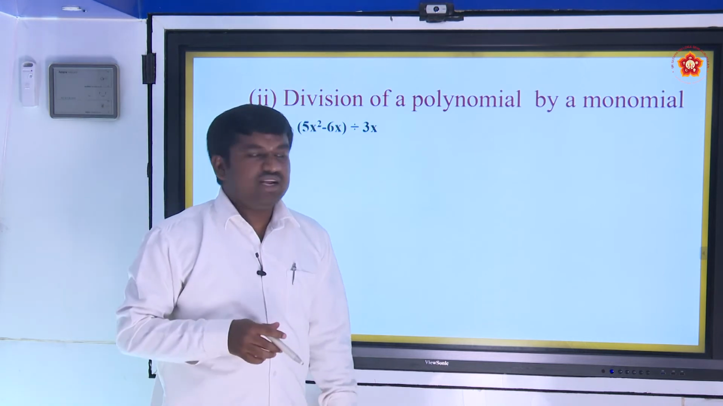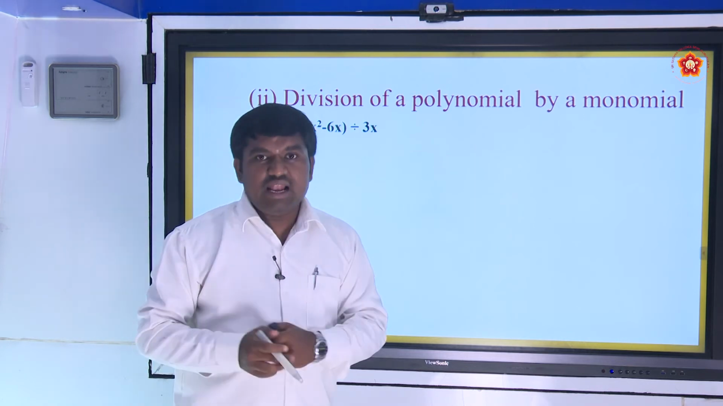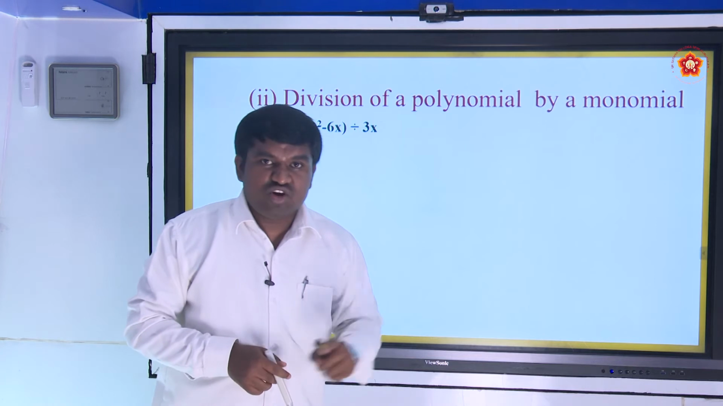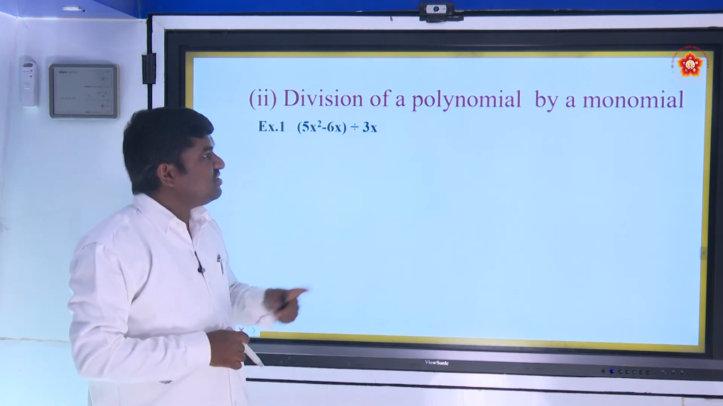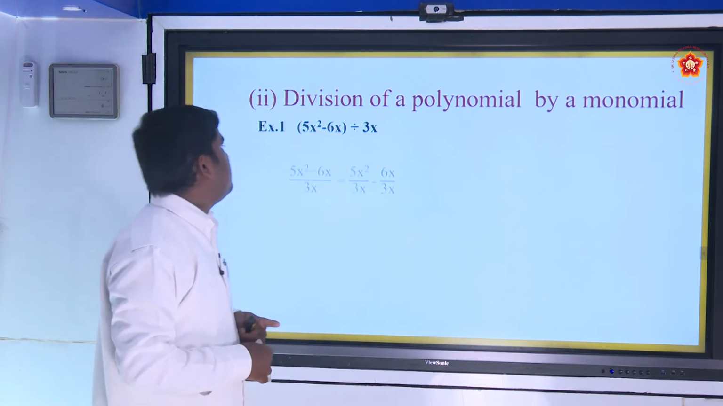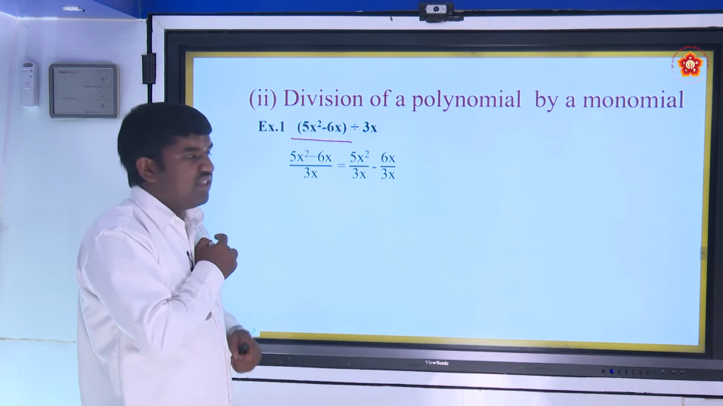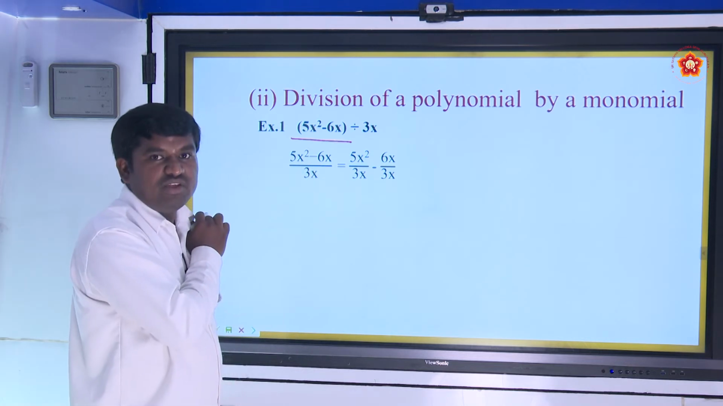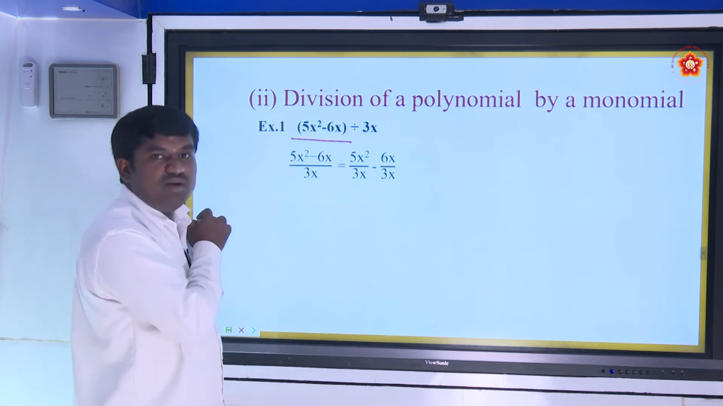Next, second one, division of a polynomial by a monomial. Previously we did monomial by monomial. Here it is polynomial by monomial, and this is very simple. Observe here, 5x square minus 6x divided by 3x. So this is the numerator and this is the denominator.